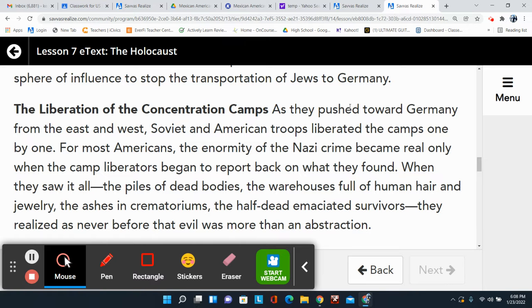The liberation of the concentration camps. As they pushed towards Germany from the east and west, Soviet and American troops liberated the camps one by one. For most Americans, the enormity of the Nazi crime became real only when the camp liberators began to report back on what they found. When they saw the piles of dead bodies, the warehouses full of human hair and jewelry, the ashes in crematoriums, the half-dead, emaciated survivors, they realized as never before that evil was more than an abstraction.